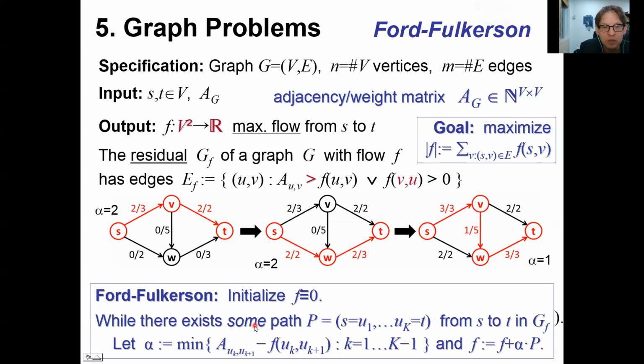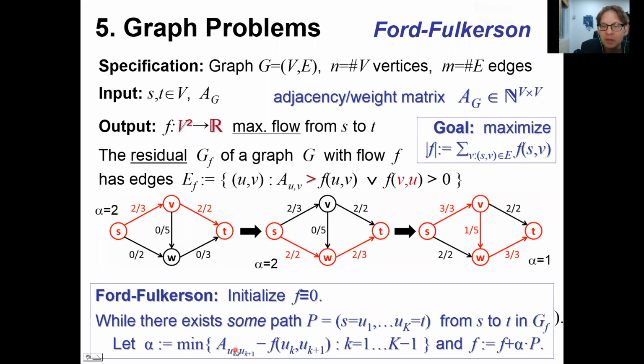So here you see an informal description of Ford-Fulkerson. Start with the trivial, the empty flow, nothing. Right? Nothing flows. But anyway, initially nothing flows, and then find some path from source to target in the residual graph. This is a residual graph.